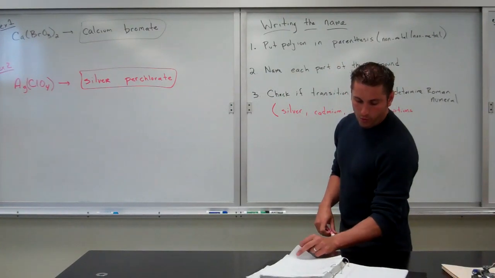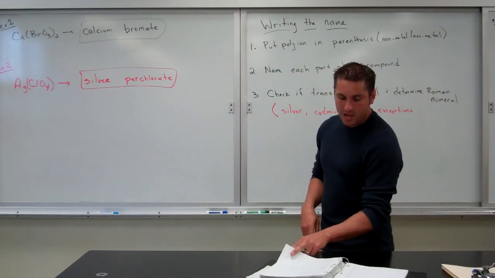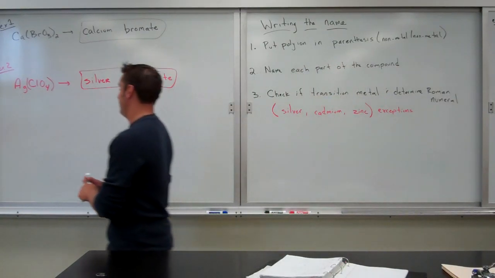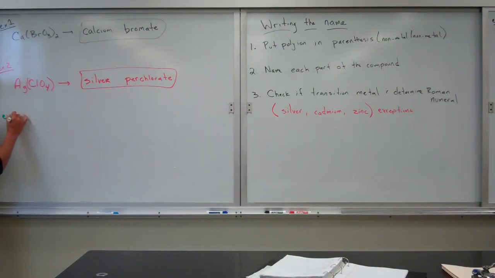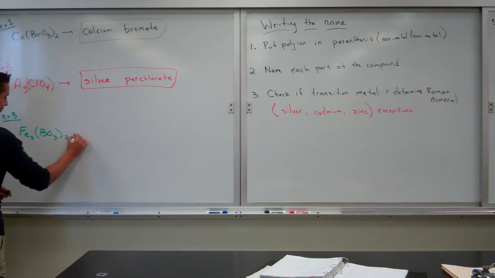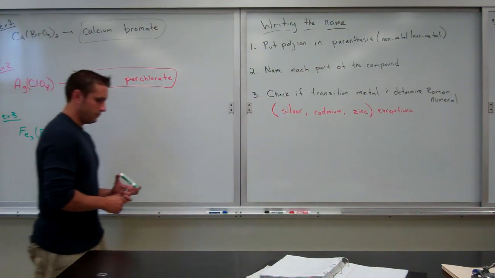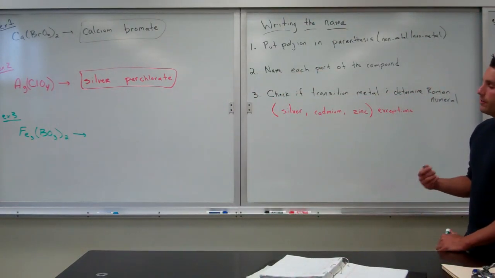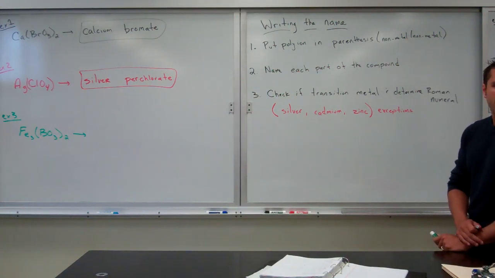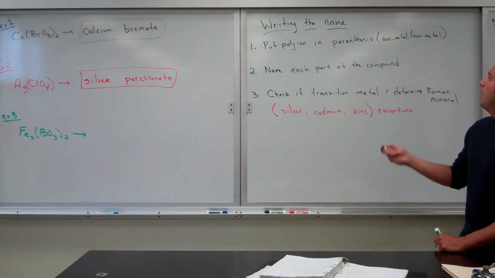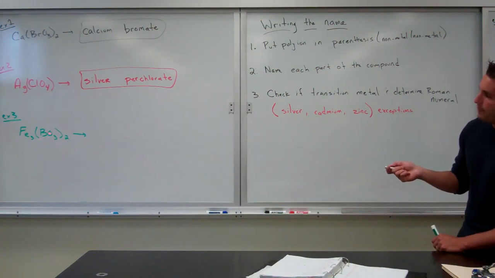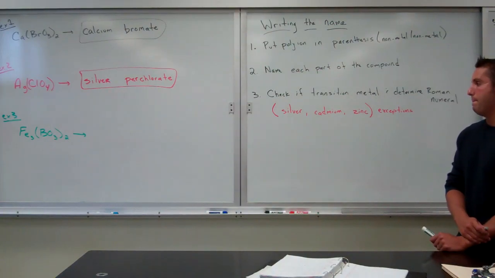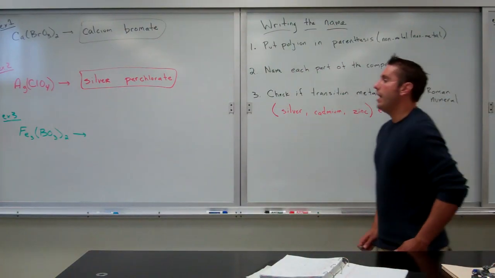Taking a look at another one, how about Fe3(BO3)2? Okay, taking a look at this one, I first decide ionic or covalent. Because I see 3 elements or more, I know it's ionic. Put the polyion in parentheses. This time again, it's already done for us because I have more than one. Then, name each part of the compound.